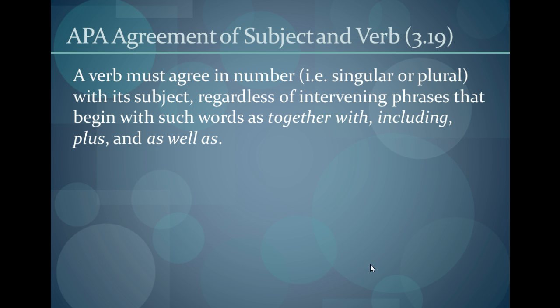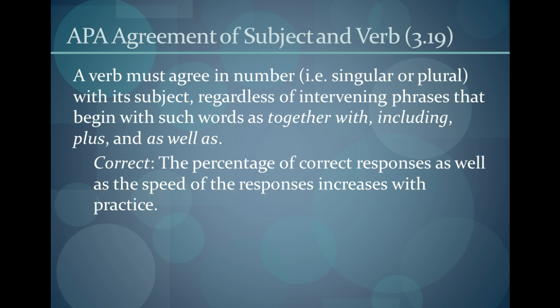Another section in the APA manual deals with agreement of subject and verb, and this is something that I'm including here because it is a common error that people make within documents. So subjects and verbs always have to agree in number. So if the noun is singular, then the verb must also be singular, and that includes if you have intervening phrases or words such as together with, including, plus, or as well as. Basically, if you get rid of those intervening words and then read the sentence without them, that might help you determine whether to use a singular or plural word in its place.